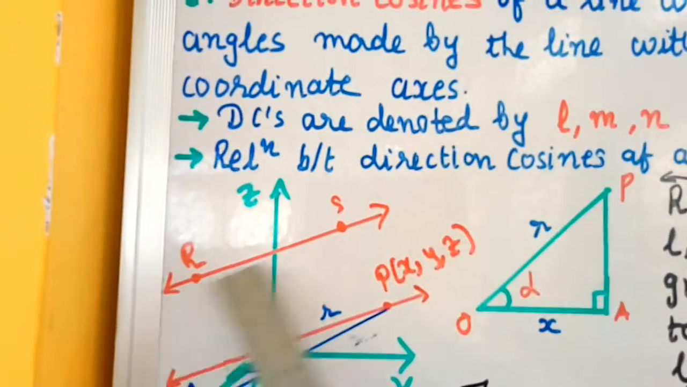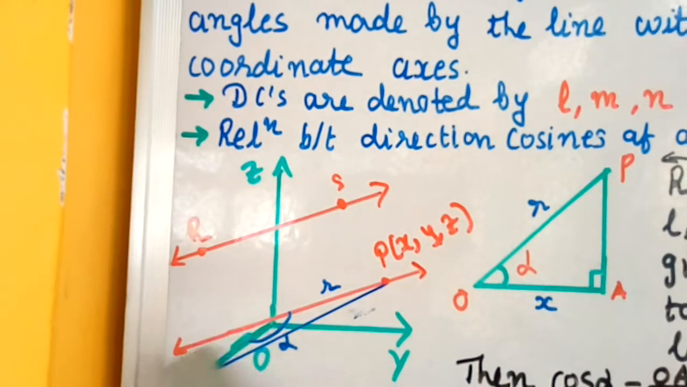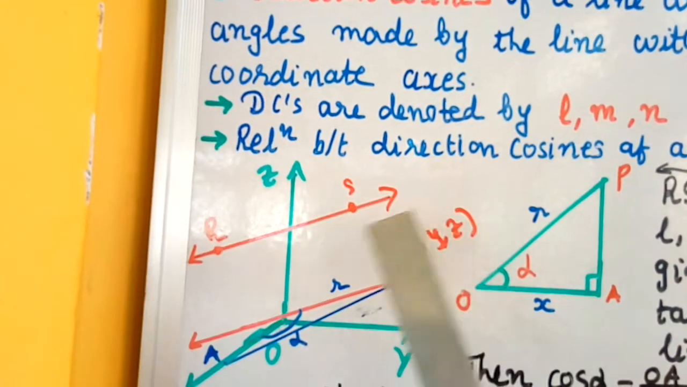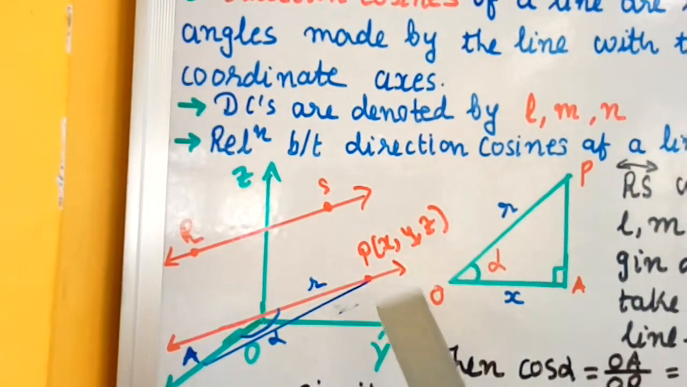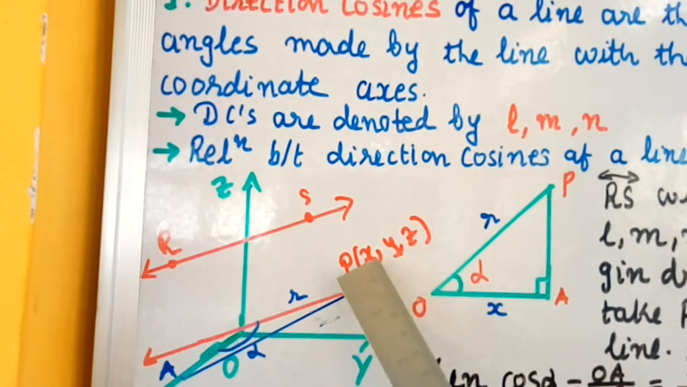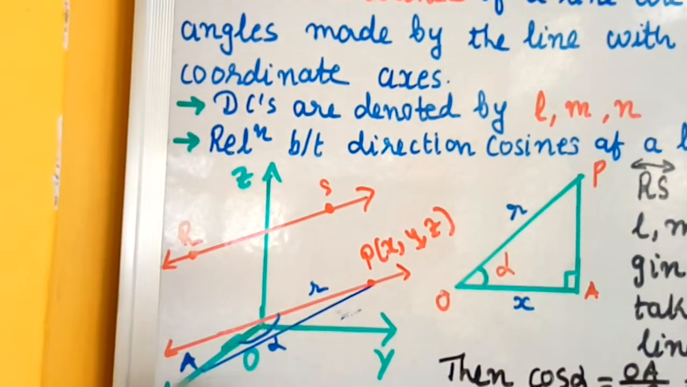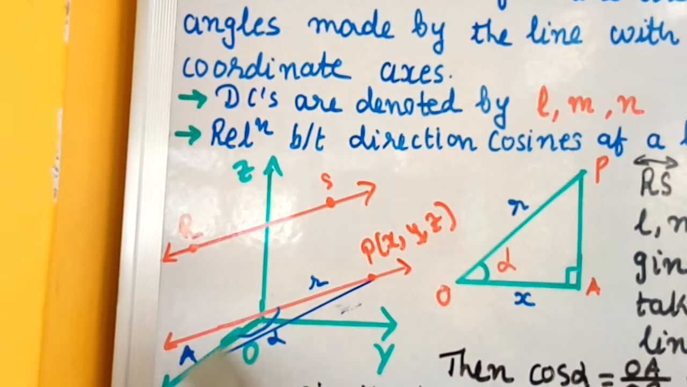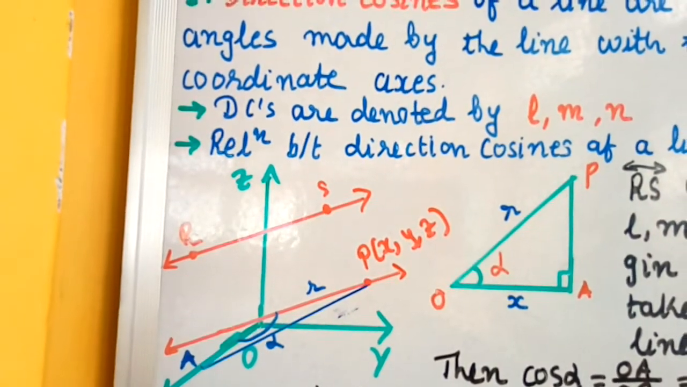Through the origin, draw OP parallel to RS and take a point P(x, y, z) on the line. This is the line RS. Now from the origin we draw a line parallel to RS, so this is the line OP. We take a point P on this line with coordinates x, y and z. If you draw the perpendicular from P on the x-axis, this will be AP, and this will be OA, which is nothing but the x coordinate. That means OA is the x coordinate.